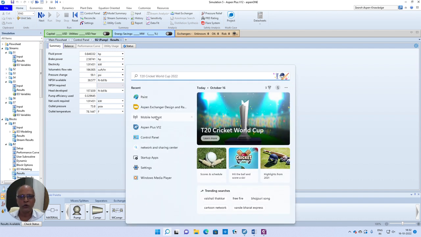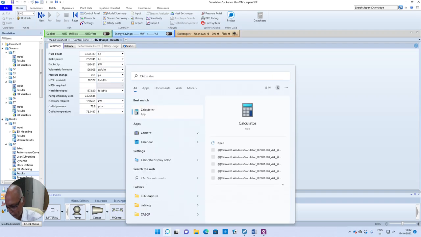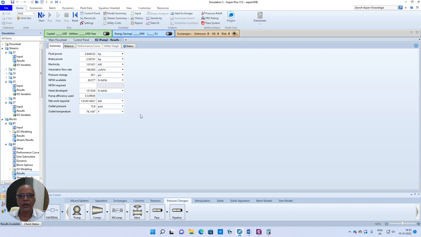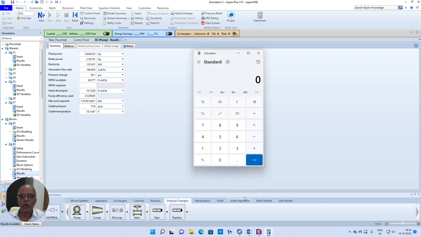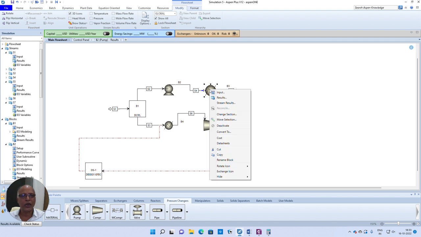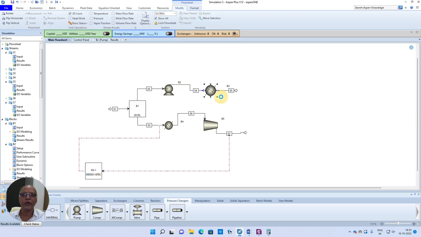1.91451. Let me use a calculator. Type this value, 1.9145. This is the amount of work that is required by the pump in order to compress liquid ethyl benzene from 14.7 to 73.48. So in the same way, let us also look at what is the amount of energy required in the heater in order to heat this from 77 to 752.